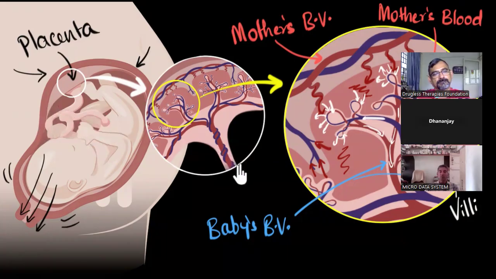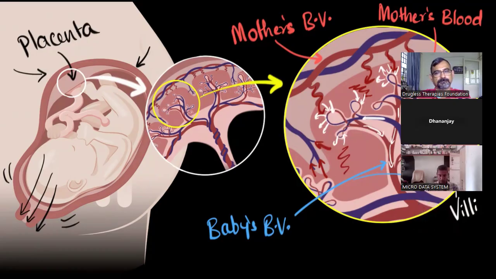And how does it work? Well, the mother's blood vessels continuously keep pouring in fresh oxygenated blood with all the goodies, all the nutrients, in this particular space, which we can say is the mother's blood pool. And the oxygen and all the nutrients from that get diffused into the baby's blood vessels. And that's how the baby gets all the oxygen and nutrients. At the same time, all the unwanted stuff gets diffused into that same blood from the baby's blood vessels. That's how the baby gets rid of all the unwanted stuff.